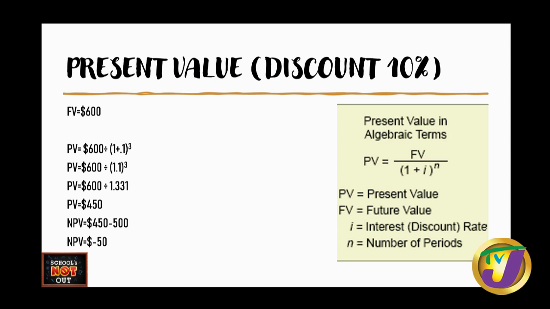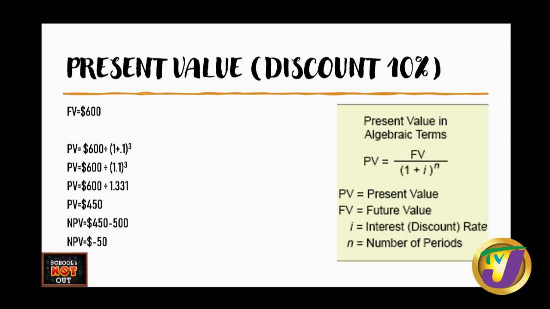So if you have that figure of $450 and you subtract 500, you'll notice that you get a negative figure. And before we went to the break, we said we're not into the negativity, and negativity is not good. So we know that a negative figure is not good for the firm when we're calculating net present value. The negative figure essentially means that the investment is not worthwhile because the firm would lose money.